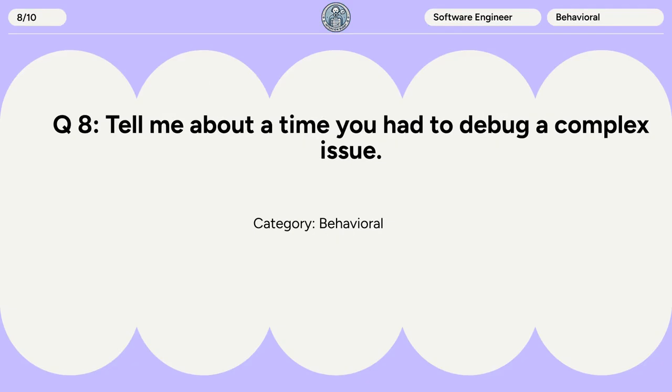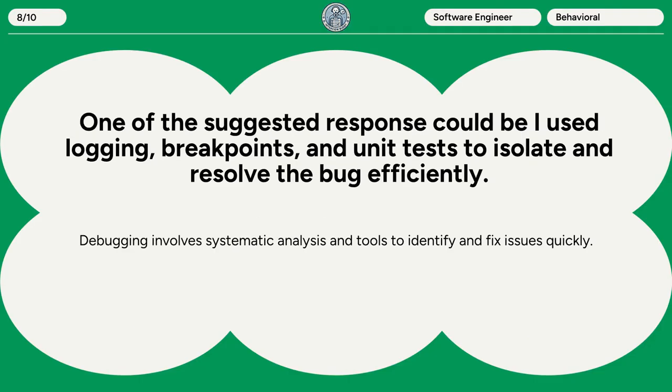Question 8. Tell me about a time you had to debug a complex issue. One of the suggested responses could be: I used logging, breakpoints, and unit tests to isolate and resolve the bug efficiently. Debugging involves systematic analysis and tools to identify and fix issues quickly.